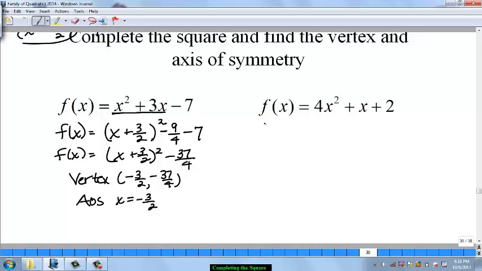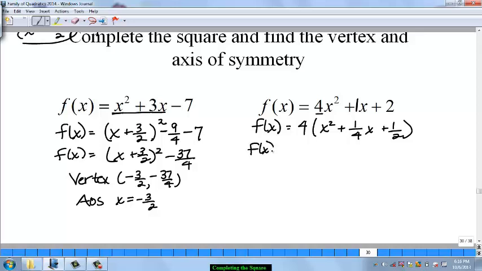Alright, let's try another one. This one, we have an actual coefficient here, so we're going to have an extra step. The first step is we have to factor out the 4 so that the x squared has a 1 in front of it. So I'm going to take the 4 out, so I have x squared plus... Now there's a 1 here. If I want to take out a 4, we're really dividing by 4, that's 1/4 x, and then 2 divided by 4 is 1/2. And if you don't believe me, go through and distribute it back and you will see that you'll get that. So I've taken out that 4.